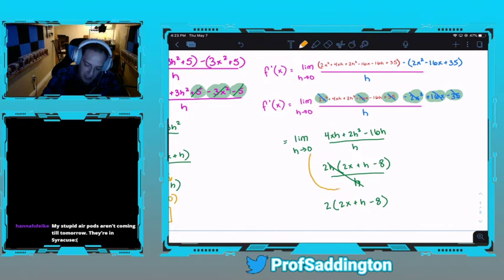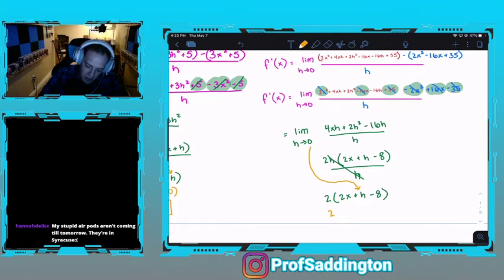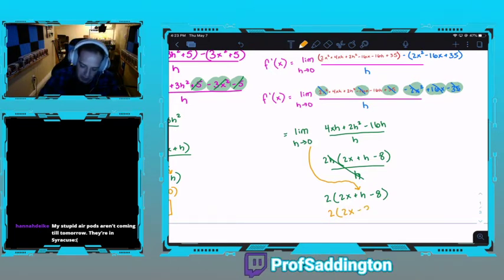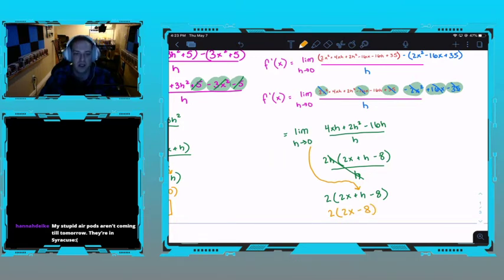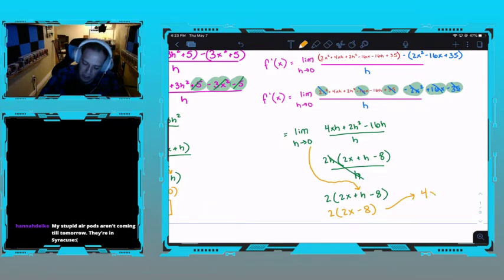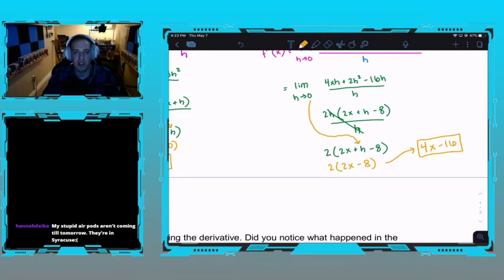Now we can take that 0 and plug it in for the h, and we can figure out what the equation of this line is going to be. So if I plug it in, I'm going to have 2 times 2x. Well, if h is just going to be 0, I could put minus 8 because that 0 is just going to disappear. And if I distribute the 2, the equation of the line is going to be 4x minus 16. So what we did is we found the tangent that went through the point that we began with.